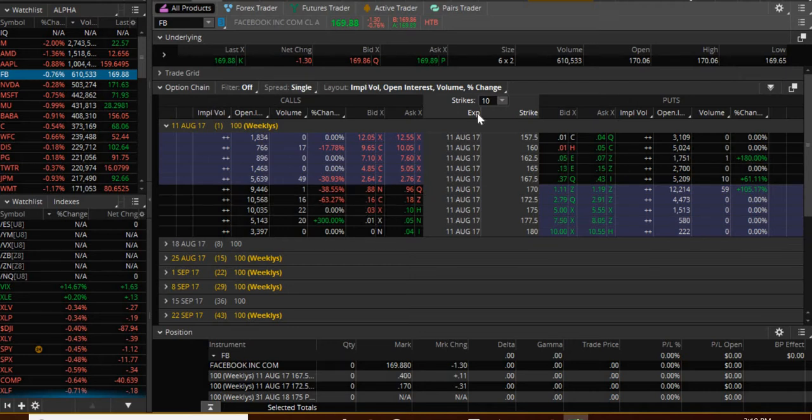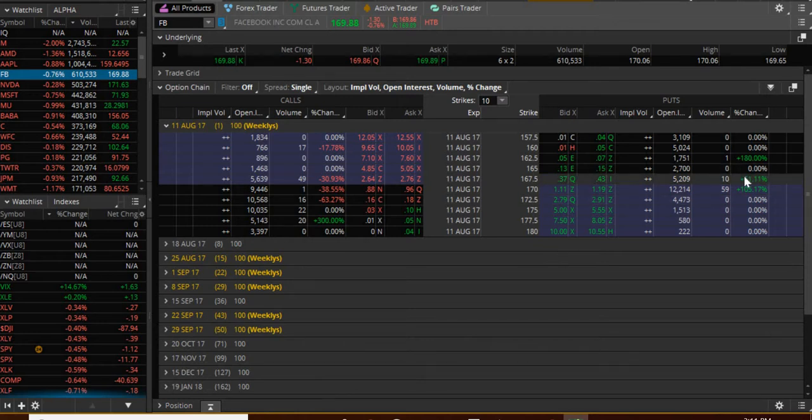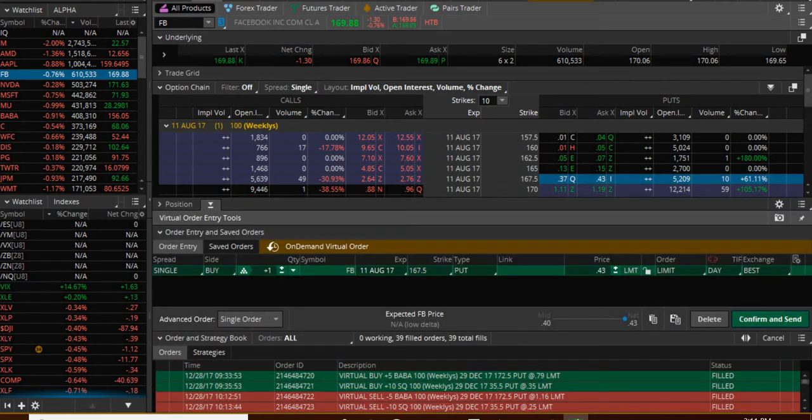I play the weeklies. And oh, look at that. The puts are exploding. Alright, so the next at the money put would be the 167.50s. Okay. As we get ready to enter the trade and select how many contracts we want, let's say we buy 10 contracts at $43, so that's $430.